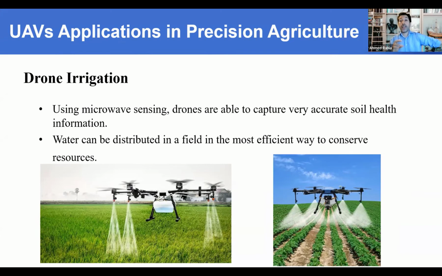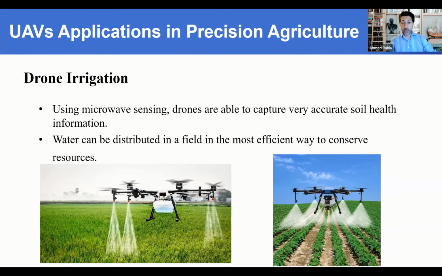So if you have a variable irrigation amount in your field, for example a field with different soil types or different growth rates for the plant, using the drone will help you apply different amounts of water in different parts of the field. So you will save water, you will save time, you will save money. In some cases, the farmer will pay for the amount of water he's using.